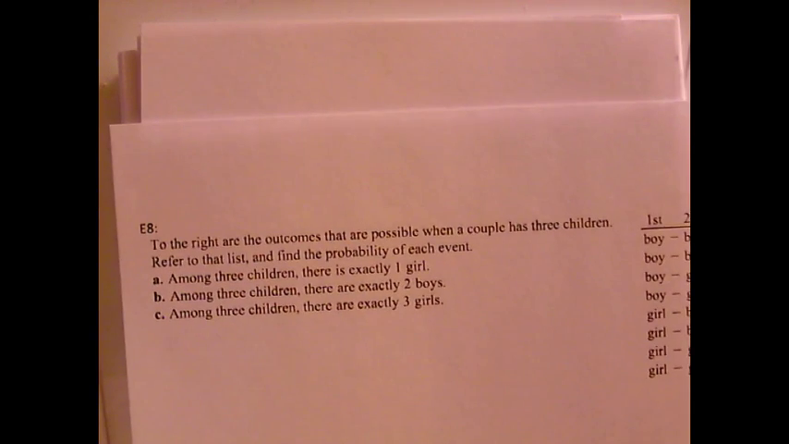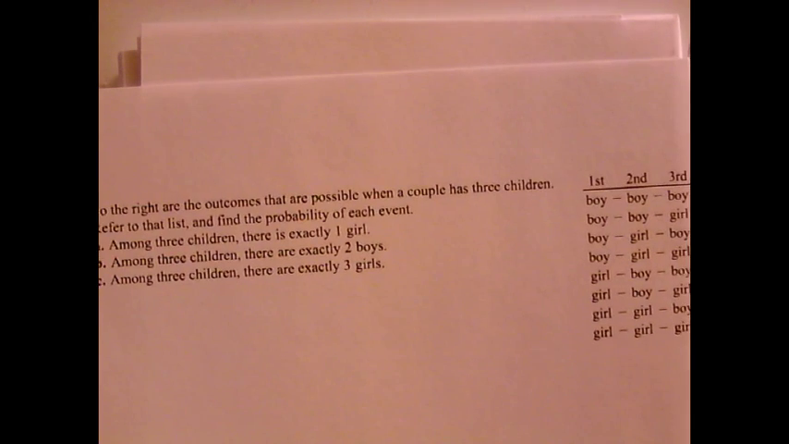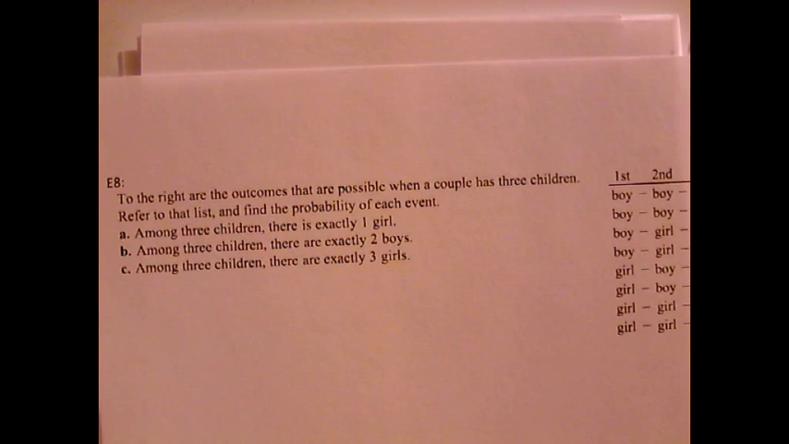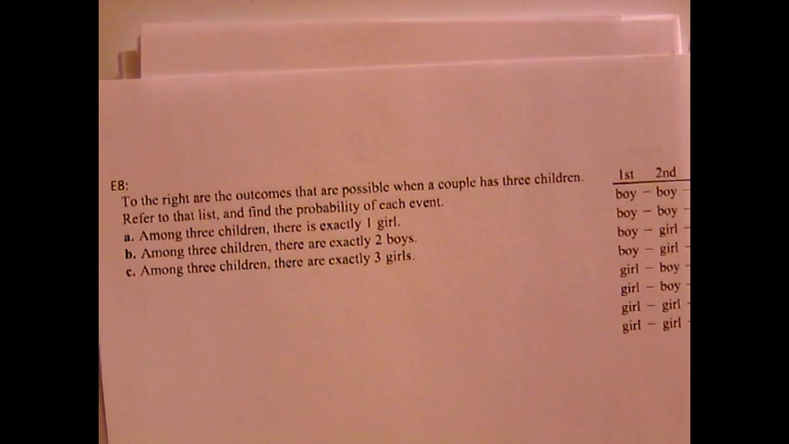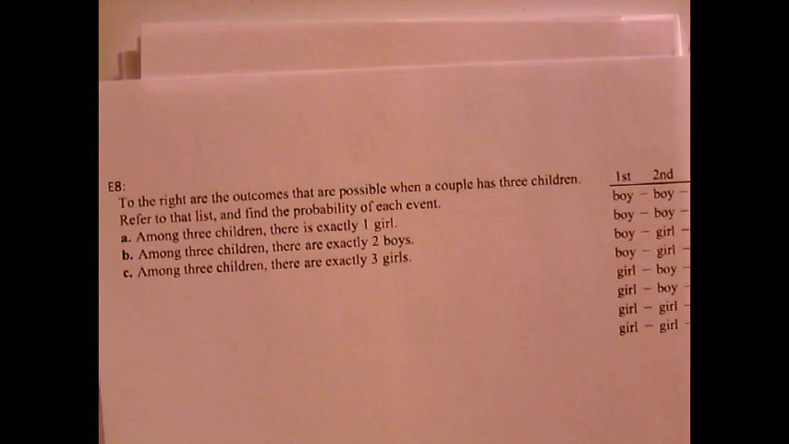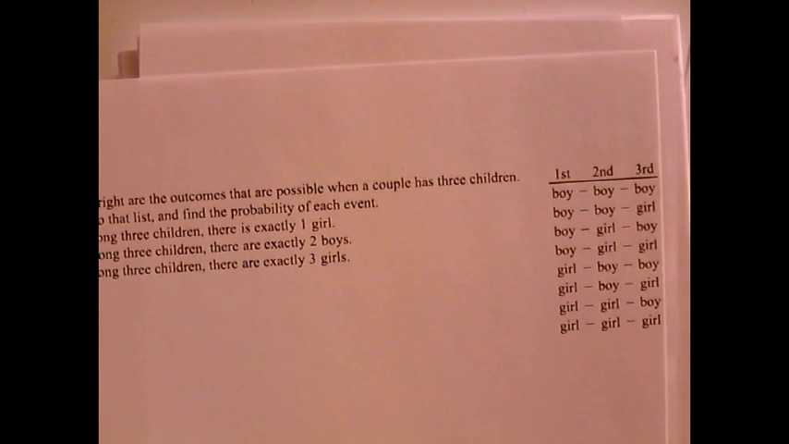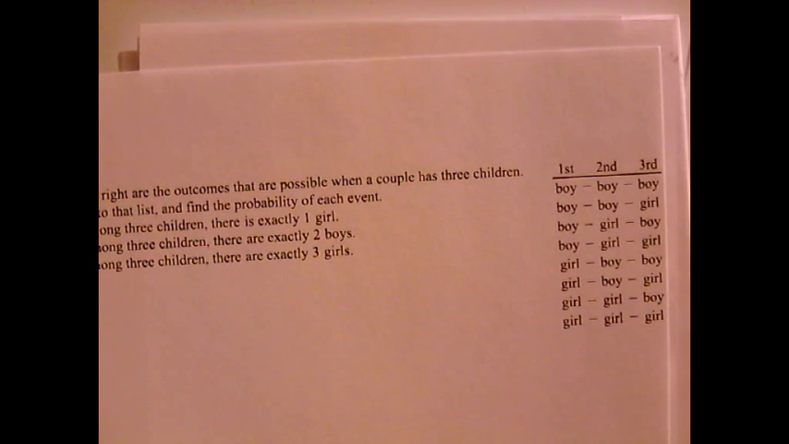Okay, here's another example. To the right are the outcomes that are possible when a couple has 3 children. Refer to that list and find the probability of each event. So here, this is what the table looks like.